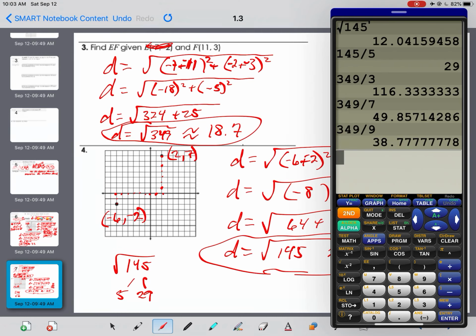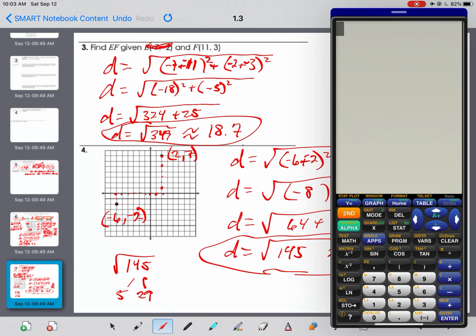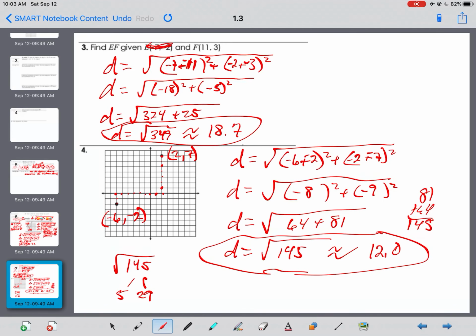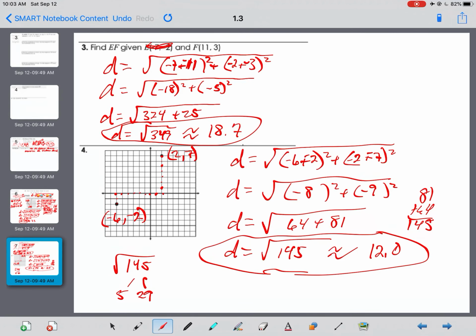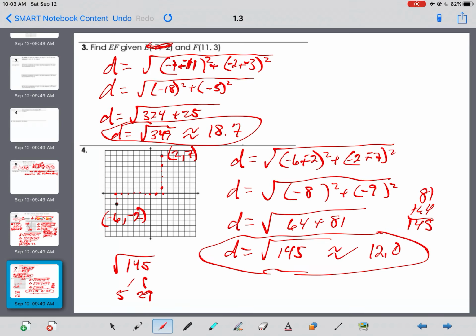349 divided by 9. Nope. 10, 11, 12, 13 maybe. Nope. Yep. Don't know the factors of that one, so it's definitely stuck. Okay? But that's all it takes. Learn the formula. D equals square root, parenthesis, parenthesis squared, plus parenthesis, parenthesis squared, minuses in the middles of the parentheses. Plug in the x, plug in the y. Different parentheses. Then plug in the x, plug in the y. Different parentheses. Solve.